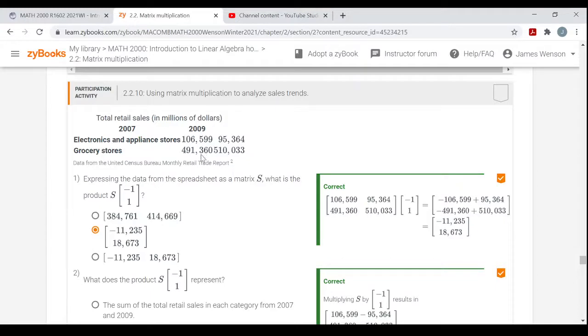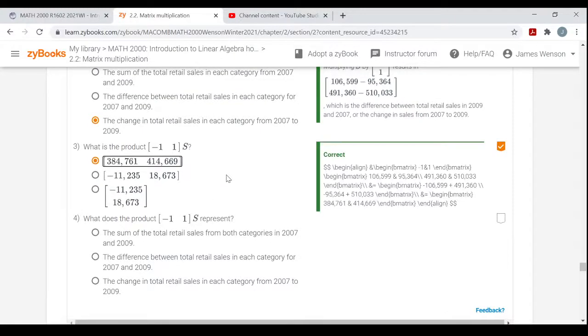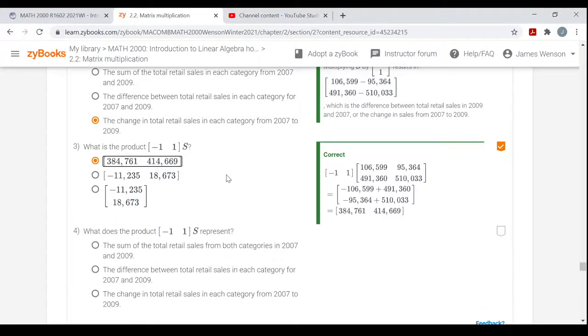So what we're going to be getting here is the difference between values in the same year, not in the same row. We're going to be getting the difference in the values in the same year, or in the same column. So you see that the difference between these two is about 380-some thousand, so it's definitely this one here. And again, you can do that by hand or with a calculator or whatnot.